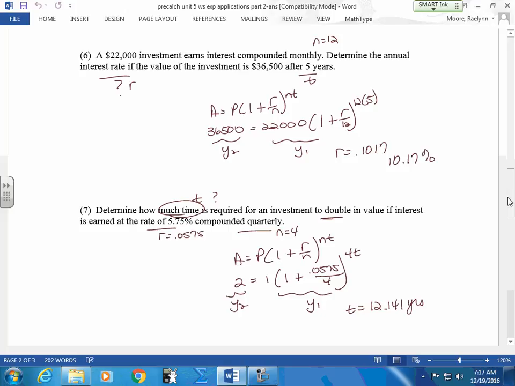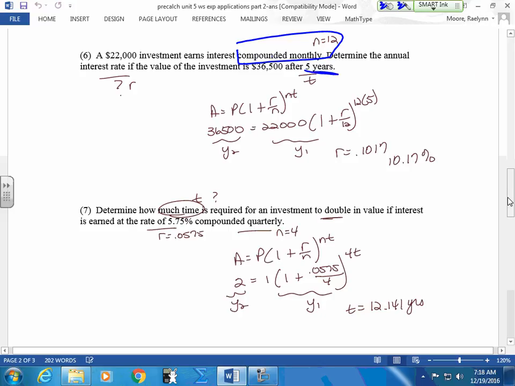Yes. For number 6. For some reason, since it says compounded monthly, I thought you had to convert 5 years into months. Oh no, compounded monthly is the N. Whenever you say the compound word, that's N. So compounded monthly, N is 12. You're still working time in years. Your time is still years.